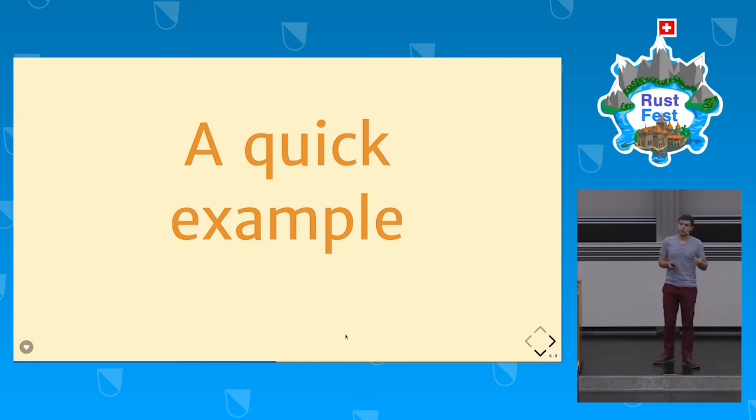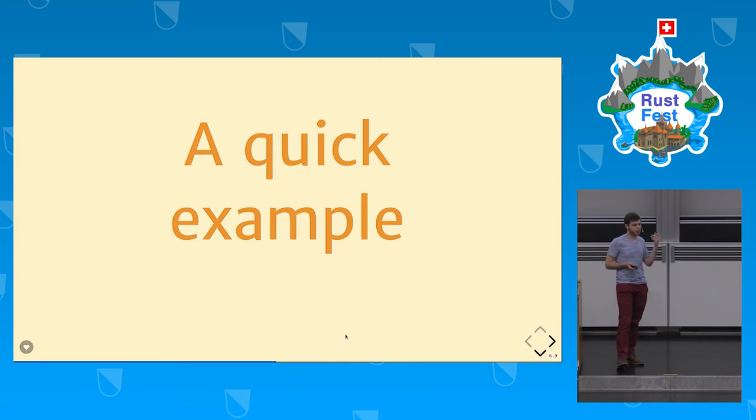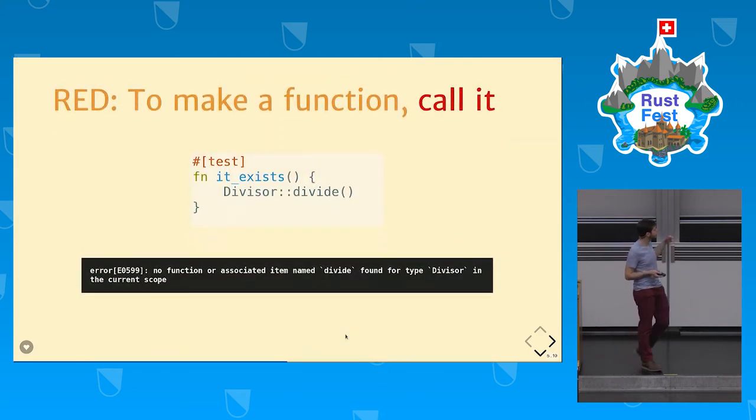Very simple. Let's say I want to implement a divisor, so I want to make the divide function. It's very easy. It's only to show the methodology. So if you want to make a function, just call it in your test. It doesn't exist. That's not bad. Because when you do that, you have to think about where do I put my function? How do I name it? That's a good start. So you have probably this error, no function or associated item named divide. Maybe it's divisor, I don't know, depends on your code.